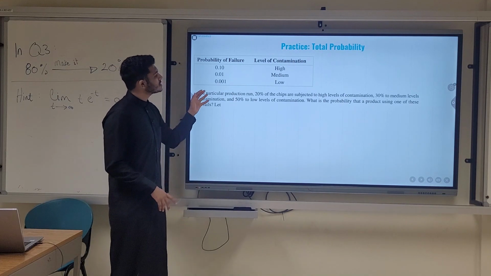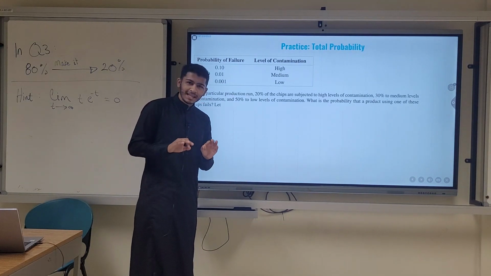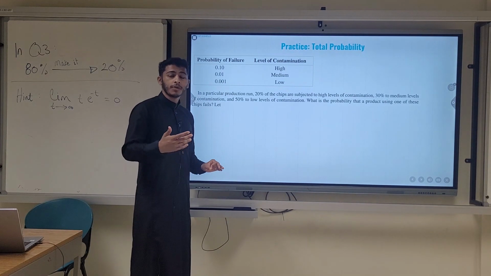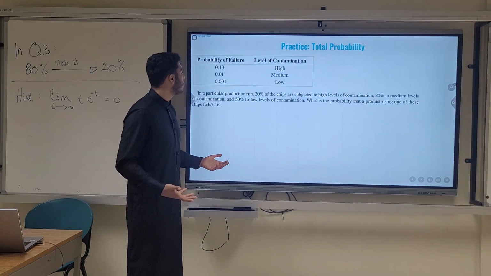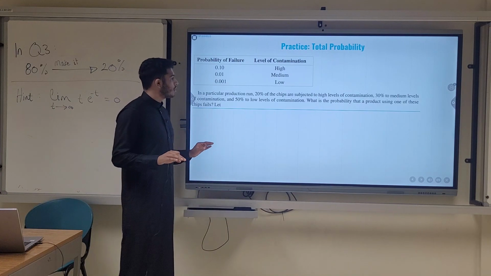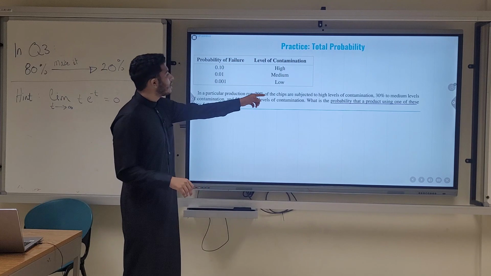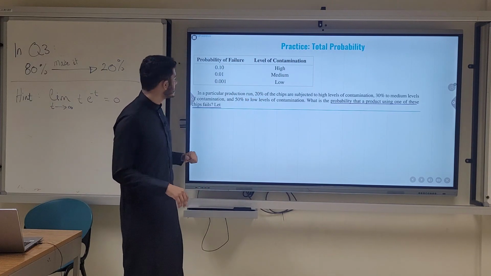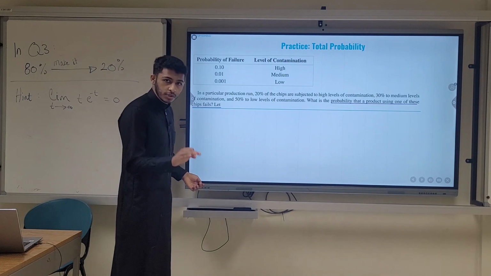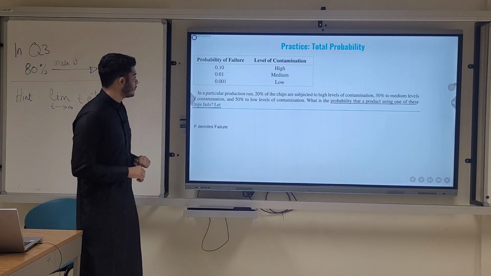Now the question looks like a handful and you don't really know where to tackle it. But we're going to dissect it bit by bit, part by part, and see how we can solve it easily and use the formula to our advantage. So let me do a separation. First of all, identify what they want from you. What they want is the probability that a product using one of these chips fails, so the probability of failure for the chips. I'm going to denote the failure by the letter F.